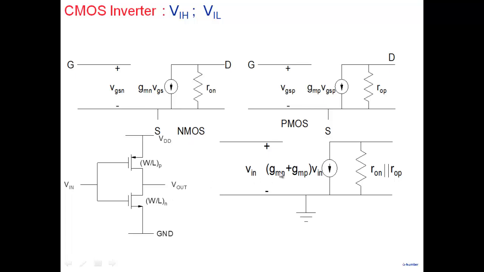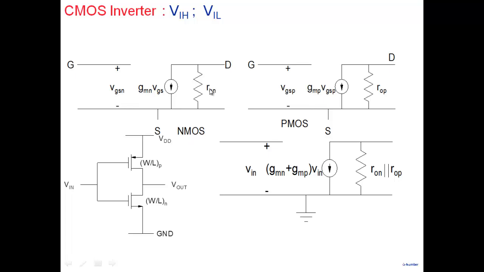That Vin is GMN plus GMP times Vin, and this is R0N parallel R0P. You can see R0N is here, R0P is here, and these two become parallel. Now note that most of the time we have done small signal analysis in the saturation region. But the structure of the equivalent circuit has got nothing to do with whether the transistor is in saturation or linear.